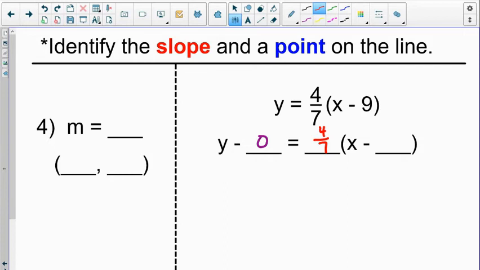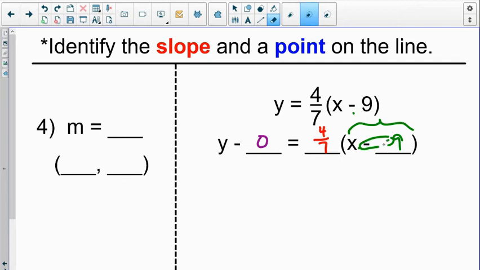And now I have to think about what's in the parentheses. So we have x minus something that's going to make it x minus 9. And you might be tempted to say, oh, well, it's got to be negative 9 because I see the minus up here. But you have to keep in mind, if it's x minus negative 9, then it really would say x plus 9 in the parentheses. Okay, but it doesn't. So we know that that's not true. It's just x minus positive 9.